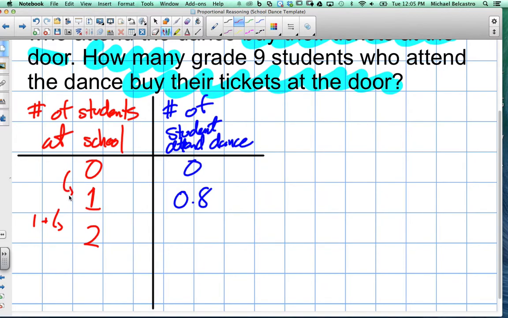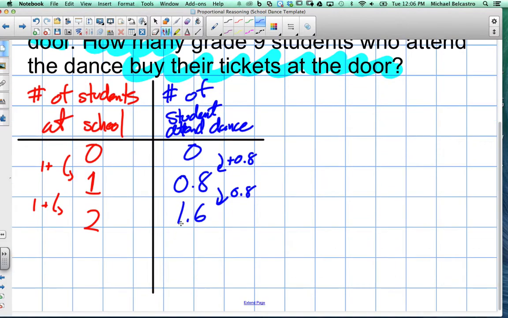So the increase in the first number is a value of adding 1, where our increase in the second number is a value of increasing by 0.8. So we increase here by 1, we increase here by 0.8. And if you use your calculator, you'll find out that that's 1.6. Again, if there are 2 students at the school, 1.6 of them attend the dance. It's kind of a funny concept.